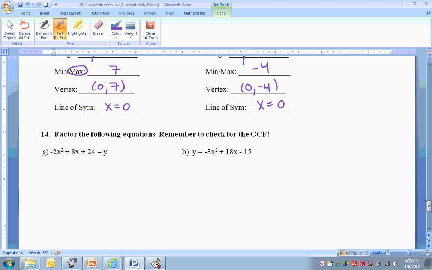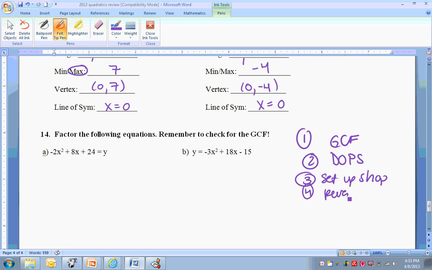All right, now we're factoring. Back to factoring. We love factoring. So remember, factoring: 1, you check for GCF. That's the first thing. 2, you're going to see if you can do difference of perfect squares. Are there two things being subtracted from one another that are perfect squares? 3, you're going to try and set up shop. And then the last thing you're going to do is reverse box method.